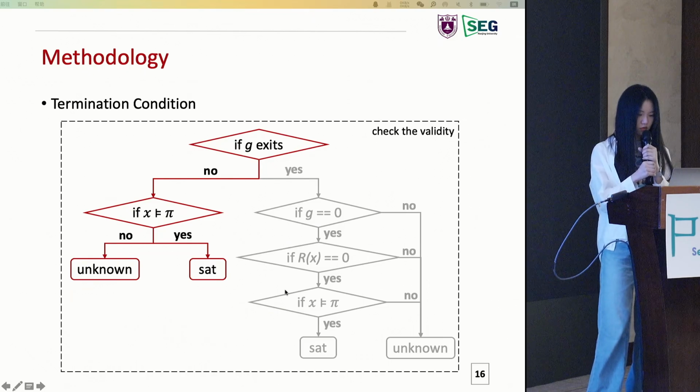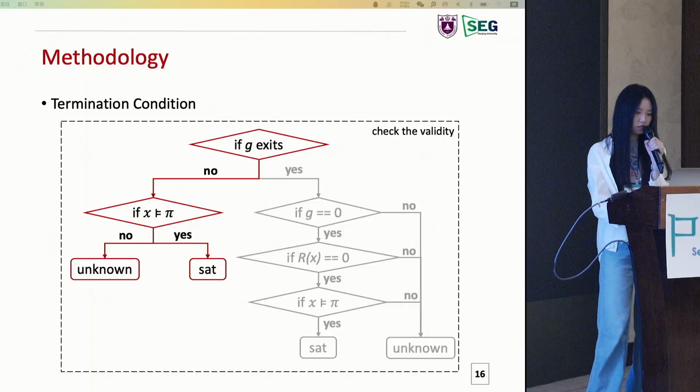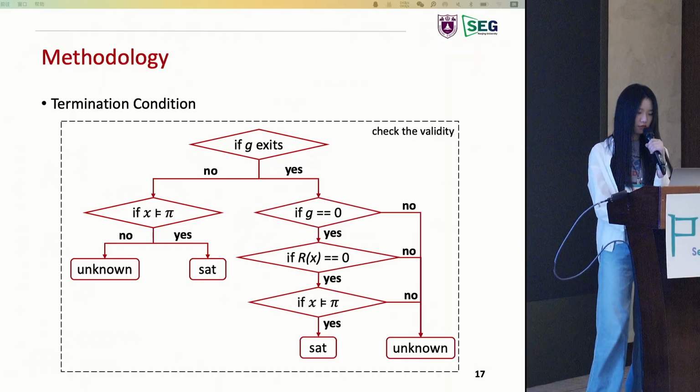Now I will go through our validation process in detail. We first verify whether or not the gradient of the objective function exists. If not, we terminate by returning the current solution or unknown, depending on whether the current values satisfy the constraint or not. On the other hand, if the gradient exists, we perform the 3-step validation mentioned before.